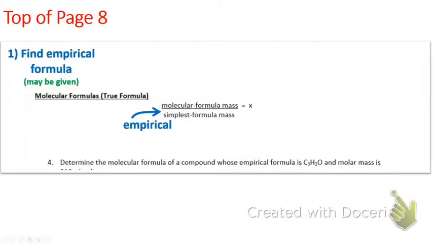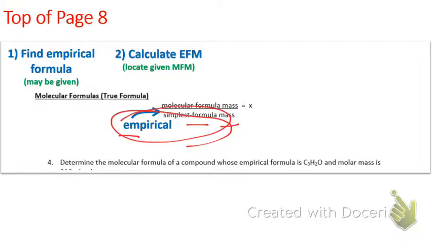Just make sure you find it, because our step number 2 is then going to be to calculate the EFM, which is my shortened version of the empirical formula mass. We're finding this bottom number that's going to go down here, and we will have to calculate that every single time. Now, it makes a little side note to locate the given MFM, the molecular formula mass, because that has to be given to you. We need that number to go on top, but you're never going to calculate it. So we're going to find one and calculate the other.